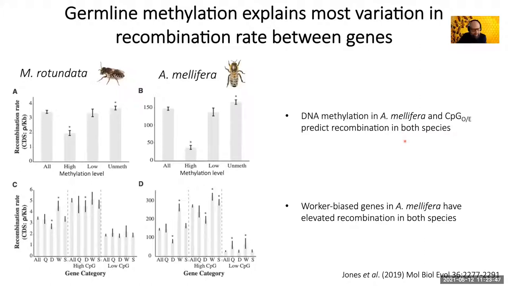Also, we find that these correlations that we saw between gene expression and recombination rate between genes in Apis mellifera seem to be similar in the solitary bee. So the worker-based genes in Apis mellifera seem to have slightly elevated rates in both species. So this suggests that the relative recombination rate of different genes is roughly consistent across the solitary and the social bee, suggesting there haven't been very big changes in recombination rate landscape correlated with the evolution of sociality.